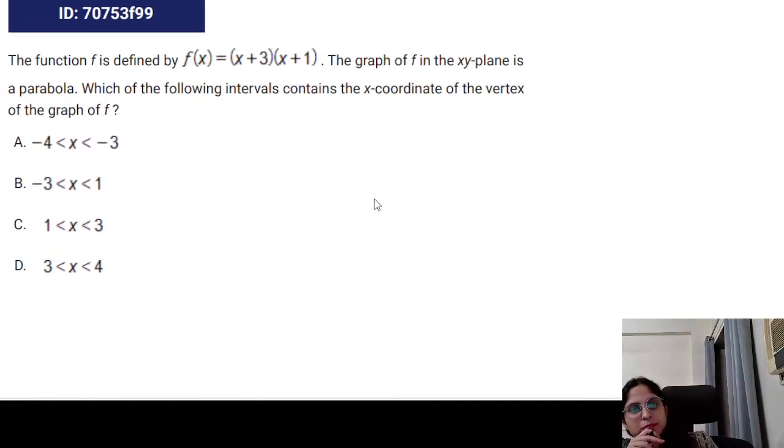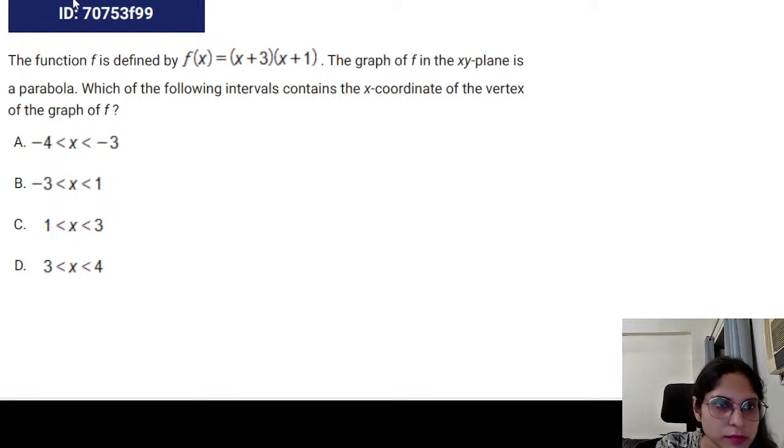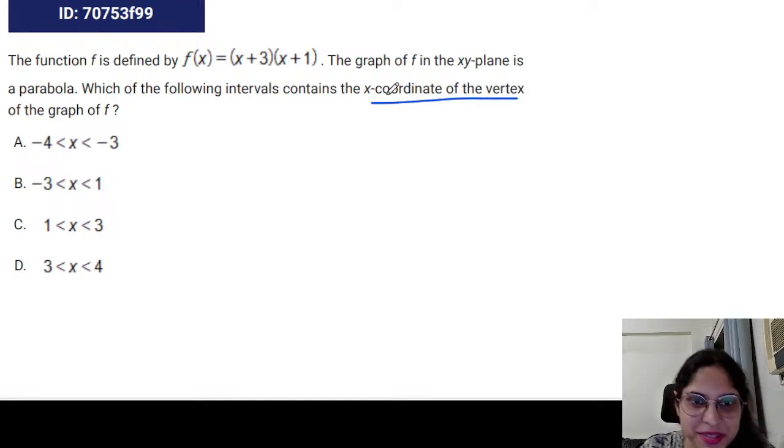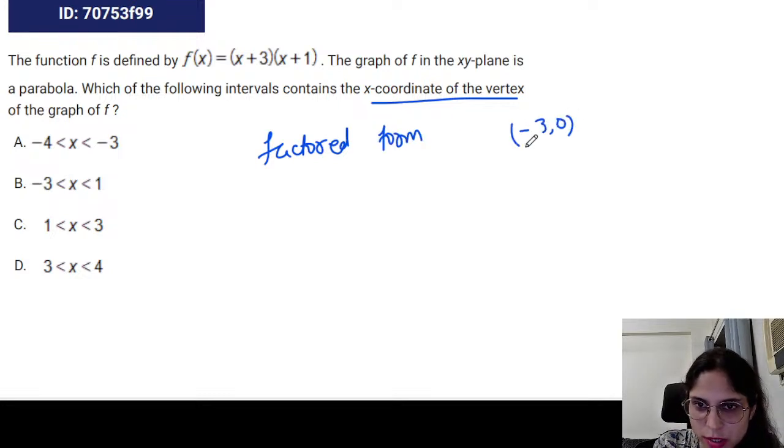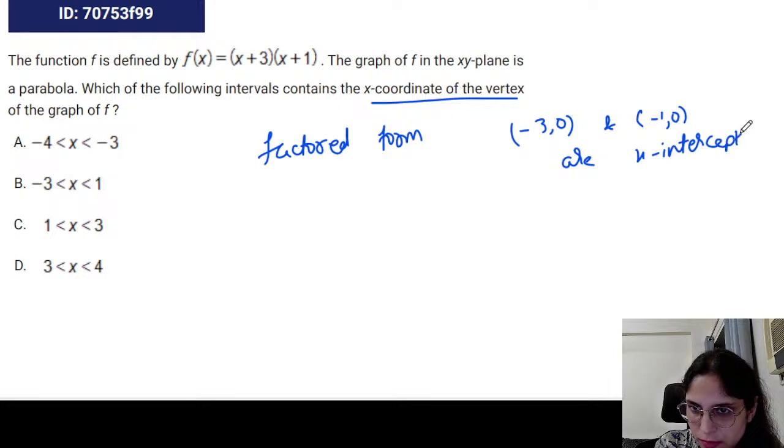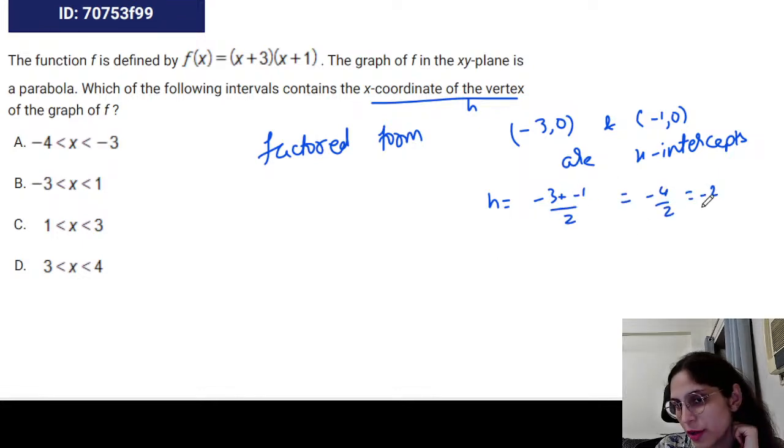F of x is (x plus 3) times (x plus 1). It's a parabola. Which of the following intervals contains the x coordinate of the vertex? Again, there are two methods because factored form is given to you. Negative 3 comma 0 and negative 1 comma 0 are the x-intercepts. So your h is going to be negative 3 plus negative 1 over 2. That's negative 4 over 2, that is negative 2. So the value of x is negative 2.